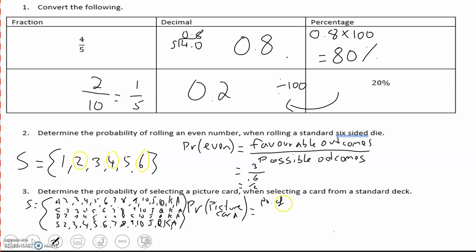is the number of favourable outcomes over the number of possible outcomes. Now from our sample space, we know that our possible outcomes is 52, and for our favourable outcomes, we want to know how many picture cards there are. So we've got 1, 2, 3, 4, 5, 6, 7, 8, 9, 10, 11, so we have 12 picture cards. So it's 12 over 52. Now that can be simplified down to 3 over 13.